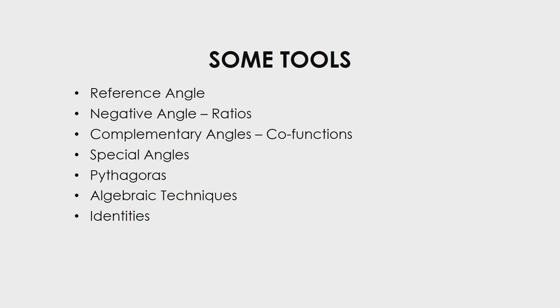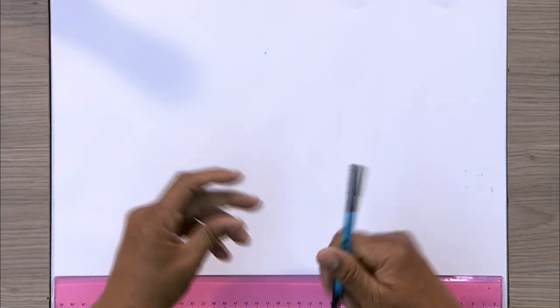Some of the tools that will be used in the simplification of the problems and the working with the problems, I've already mentioned some of them. The reference angle, negative angles, and of course the ratios are influenced by the negative angles. If I at this stage can just show you what is meant by a negative angle, because we have dealt with positive angles now.